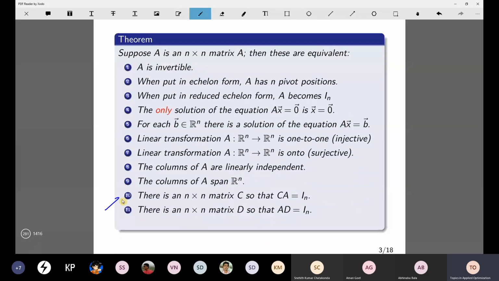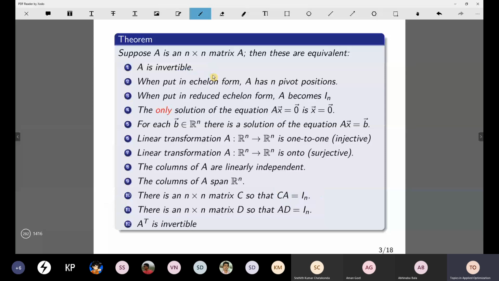There is an n by n matrix C so that CA equals the identity. That is actually the definition of invertible. If A is invertible, then there will exist a matrix C such that this holds. We should not have put this here, because this is already defined in the invertible case.